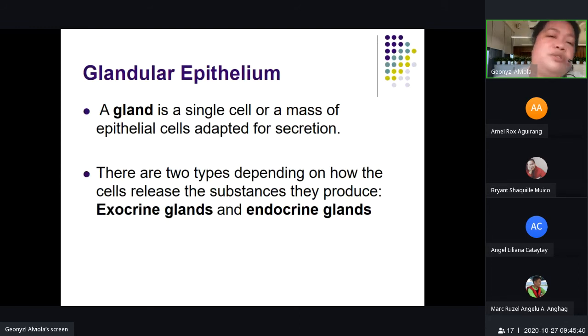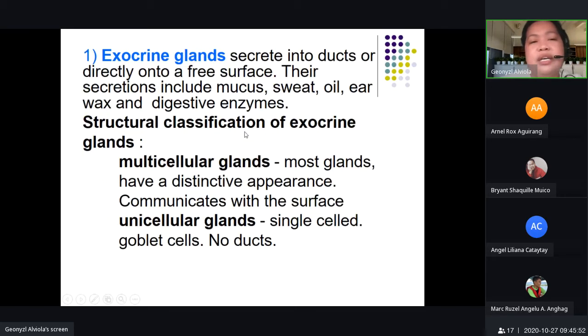So, we have glandular epithelium, which mostly consists of cuboidal cells. We have two kinds of glands, the exocrine glands and endocrine glands. When you say exocrine glands, they secrete into ducts or directly onto a free surface. So it releases the secretion directly to the free surface. So that is an exocrine gland.